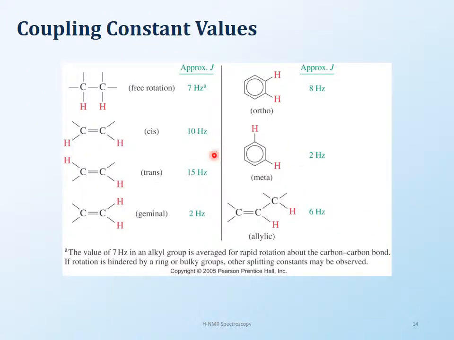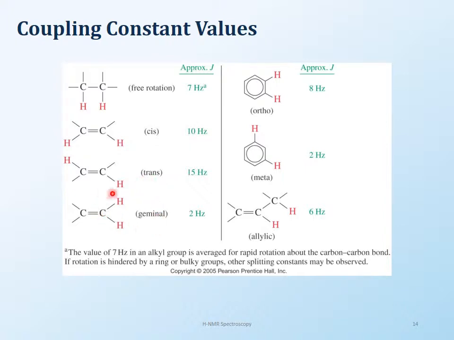So here are some coupling constants for some of the compounds. For example, if you have a free rotation CH-CH, then this is kind of what you will see, 7 hertz, which means the distance between the 2 peaks, the splitting, is going to be 7 hertz. When you have a double bond, cis and trans will show different coupling constants. So you have 10 and 15. So it's really very good to use NMR to figure out if you have cis or trans.